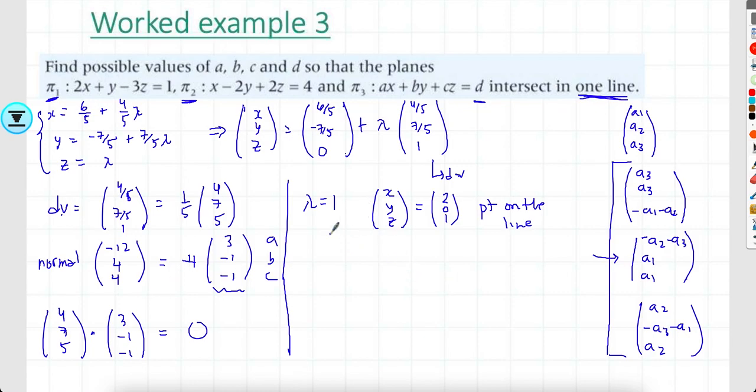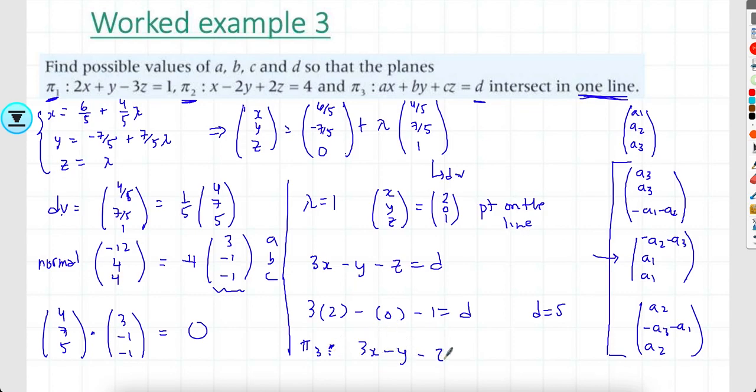So by having a point on the line, and I have A, B, and C, I have 3x minus y minus z equals D, and I have a point on the line, so I can replace it there, minus 1, and that's going to give me D being equal to 5. Once I have that, I can then say that plane 3 is just basically 3x minus y minus z equals 5. And how do you check your answer given a GDC?